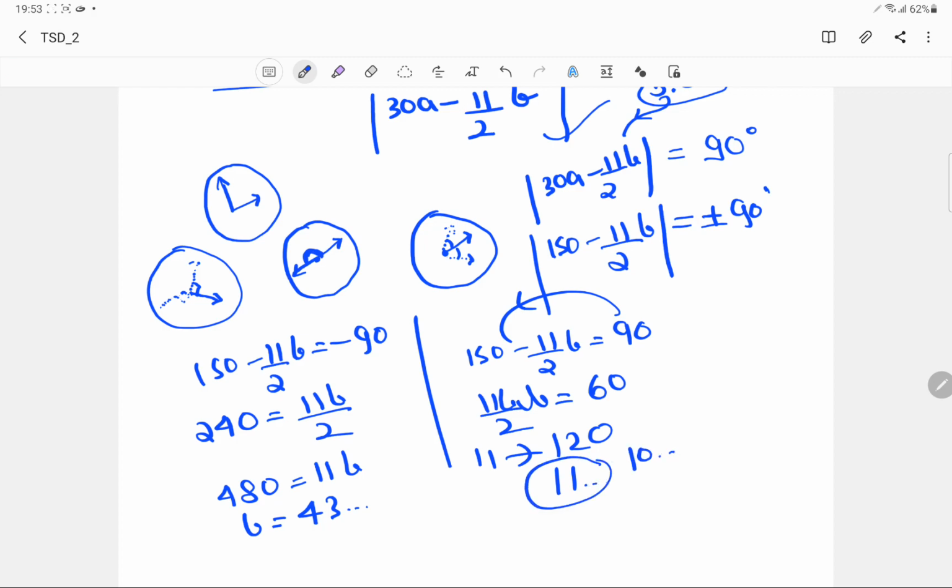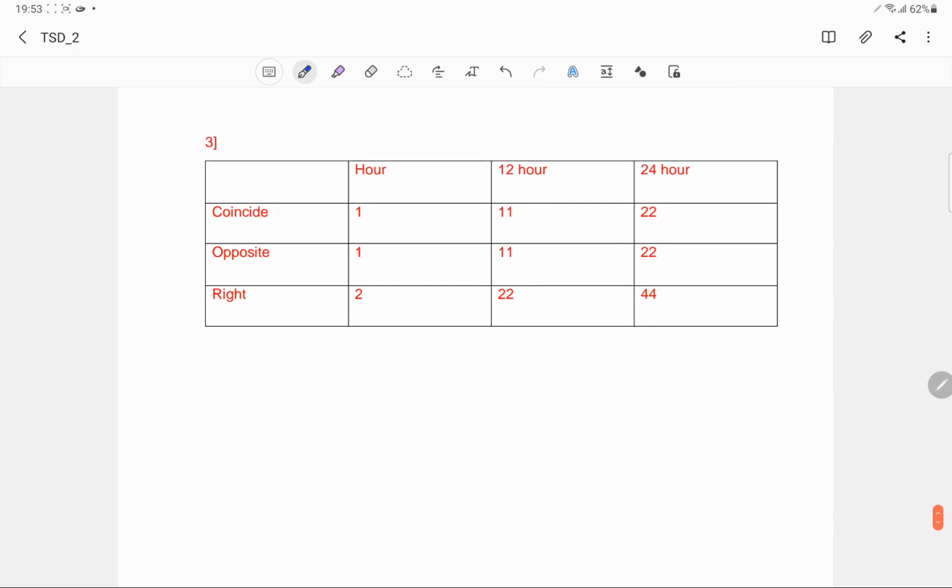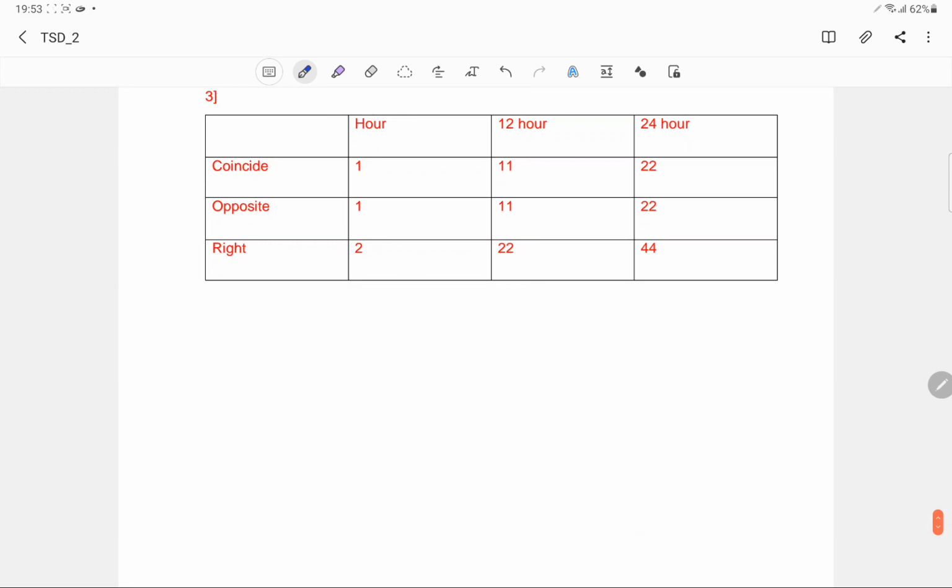So I can clearly say that at 5:10 something or at 5:43 something they would be making right angles with one another, and that is mostly the case for angles less than 180 degrees. Okay, so you can even use this formula here. And if we talk about the last part, just try to memorize this.